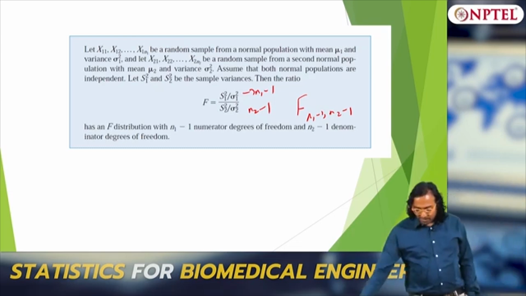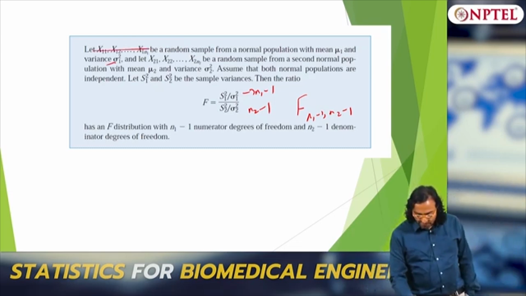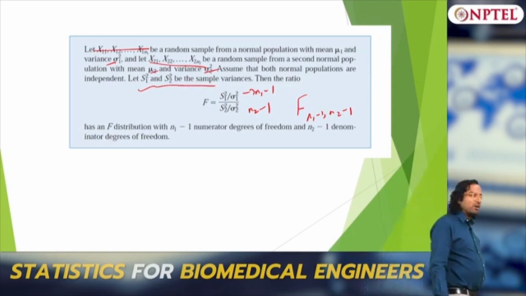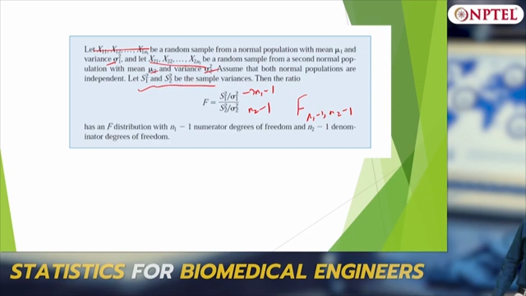So the first sample, the first variable, has variance sigma 1 square, the second set of samples has a variance of sigma 2 square, with means mu 1 and mu 2, and these are my sample variances. So F is S1 square by sigma 1 square divided by S2 square by sigma 2 square.